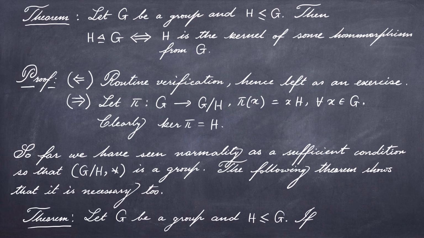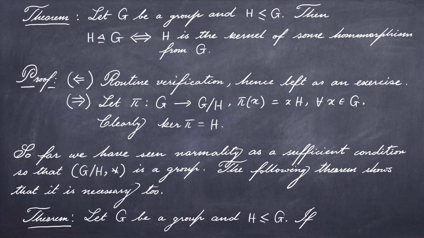Thus we have seen that the notion that we found in the beginning of this lecture, that is, being the kernel of some homomorphism, and the one which we found later, that is, being a normal subgroup of G, are actually equivalent. So it's not the case that one class is properly containing the other. All right.